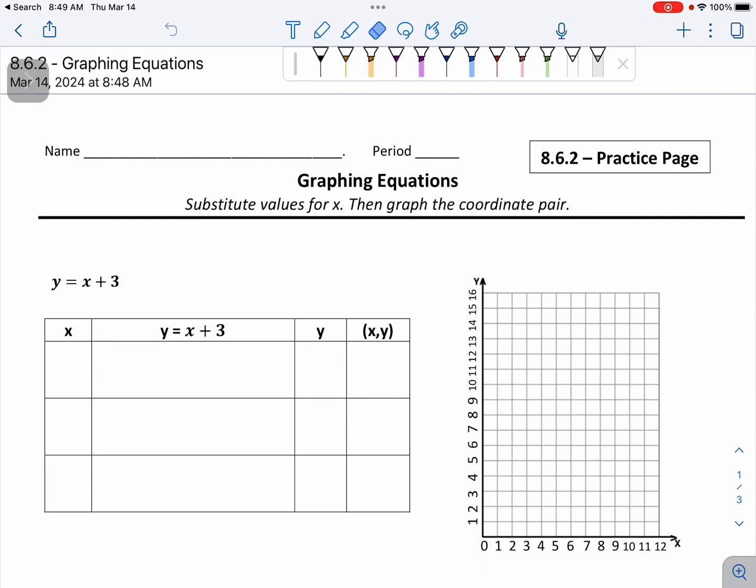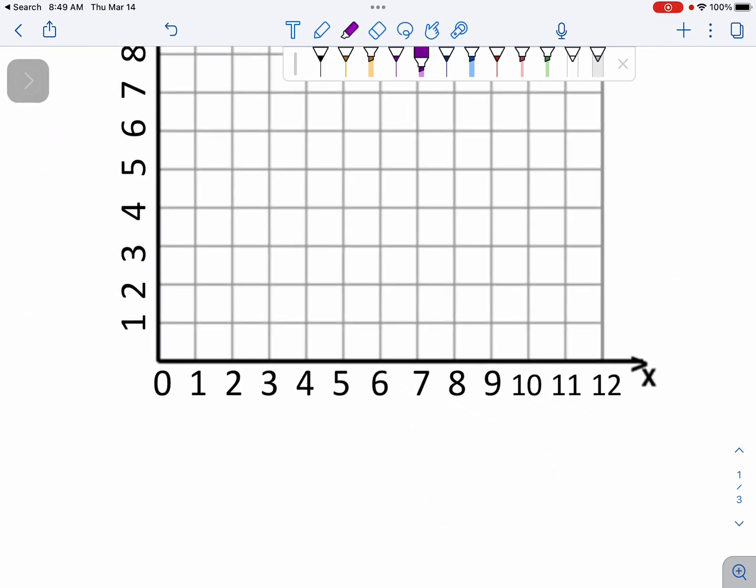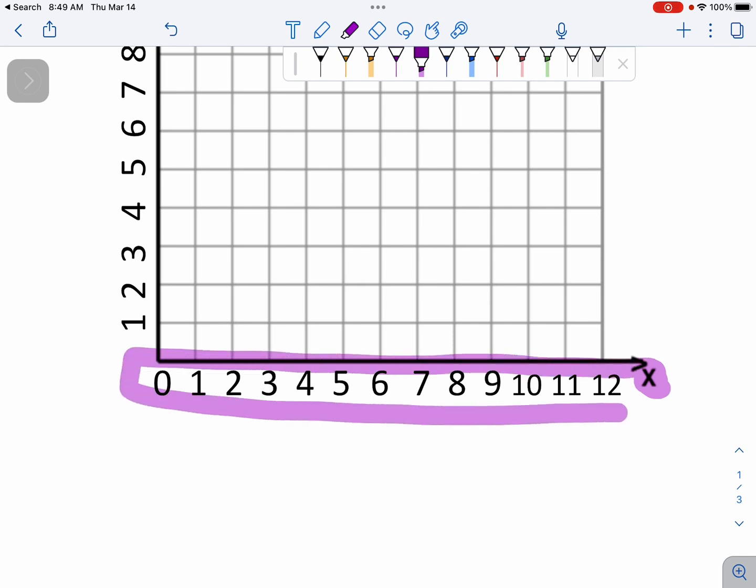Hey, 6th grade. Today we're practicing graphing equations. You will need to substitute values for x. And you really can pick any value you want, but if you're going to graph, you really need to look at your grid and say, well, here's my x line. What are the numbers for this x line? It looks like the smallest number, the least, is 0, and the greatest is 12.